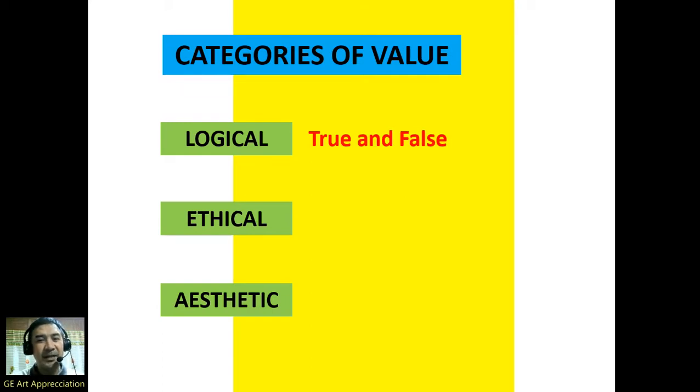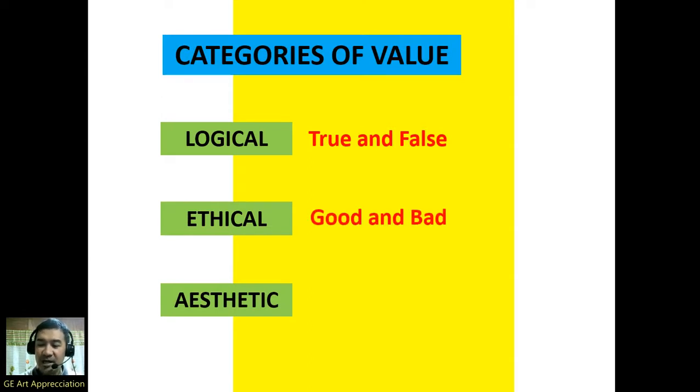Number 1 category of value is logical. Logical if it is true and false. Logic is a branch of philosophy which deals with correct and systematized reasoning. So in art, for example, in a certain art, can we say that this is true or false? Meron bang katotohanan itong art na to or walang katotohanan? That's logic.